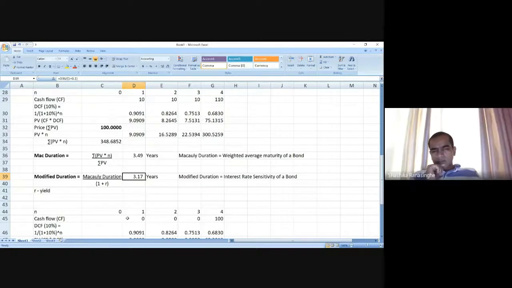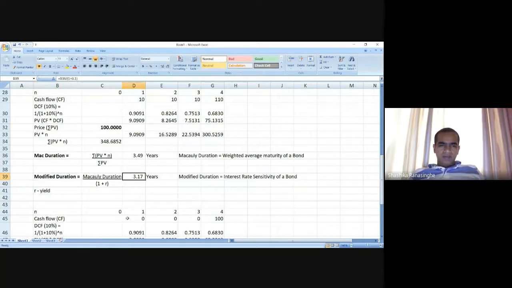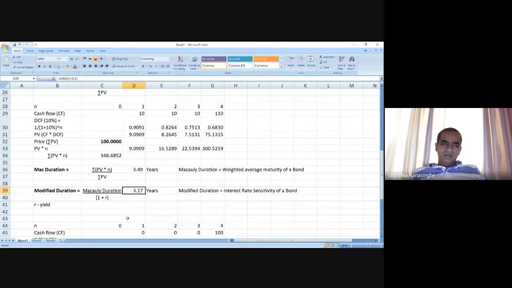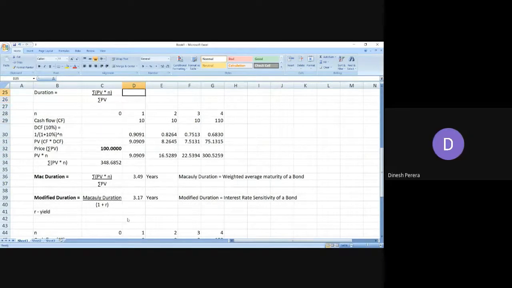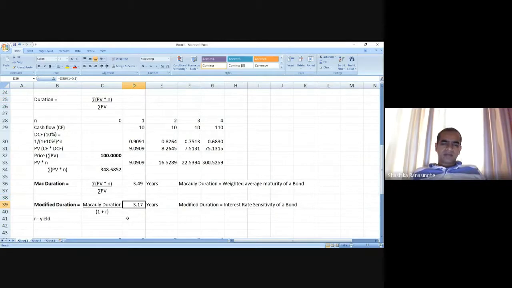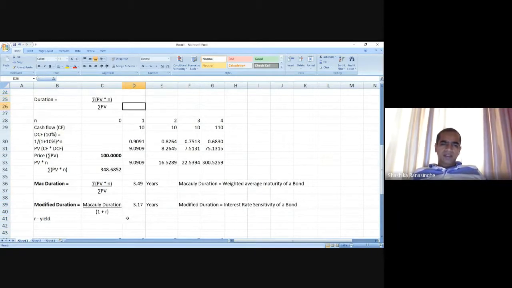No, 3.17. This bond has an interest rate sensitivity of 3.17, isn't it? That is for the 10% coupon bond, no? Yeah, 10% coupon only. All right. Interest rate sensitivity 3.17 and the Macaulay duration, that means the weighted average maturity, is 3.49.